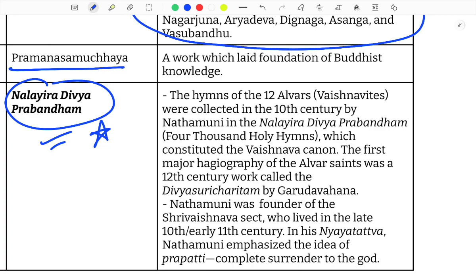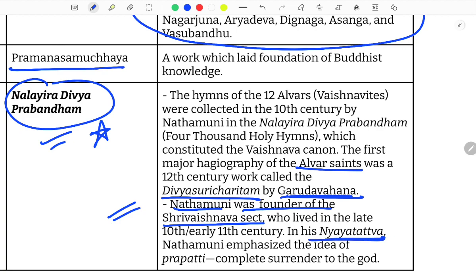The first major hagiography of the Alvar saints was a 12th century work called the Divya Suri Charitam by Garuda Vahana. Okay, Alvar saints' work was Divya Suri Charitam by Garuda Vahana. Nath Muni was founder of, this is important, Sri Vaishnava sect who lived in the late 10th, 11th century. In his Nyaya Tattva, another work by Garuda Vahana, so he is an important personality.